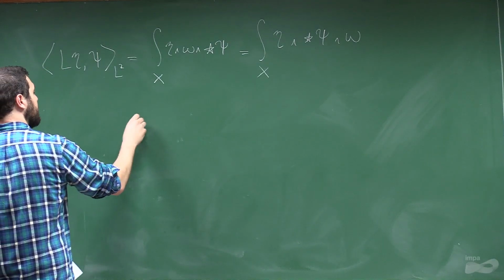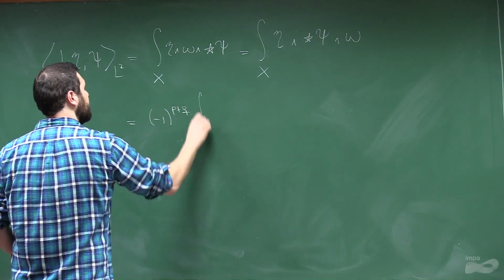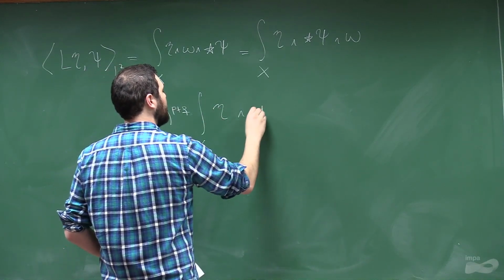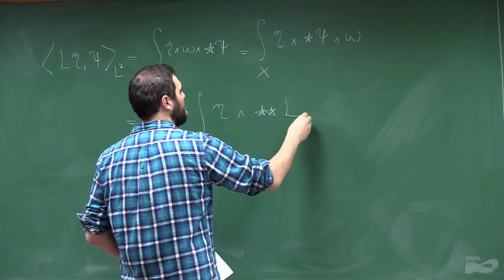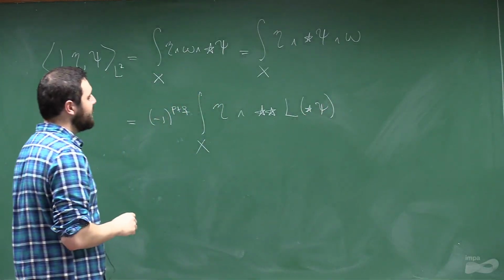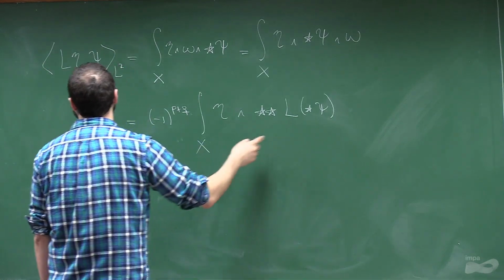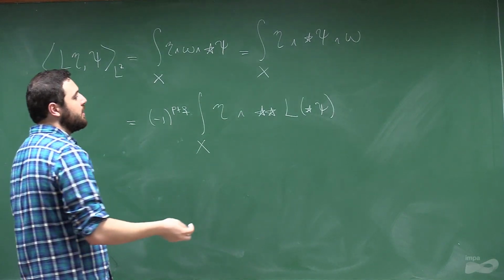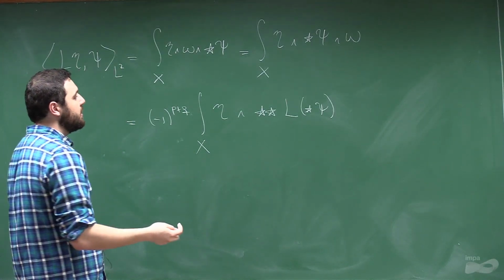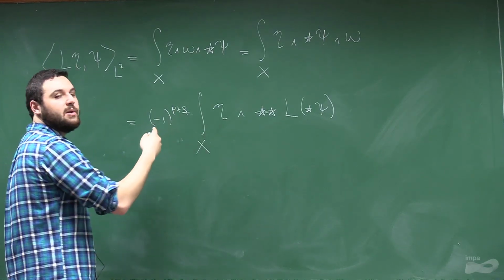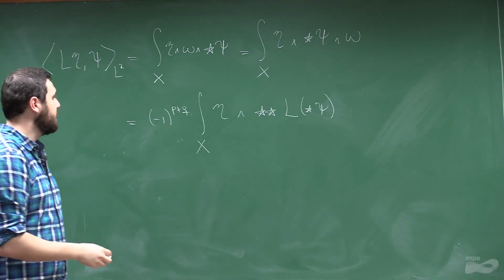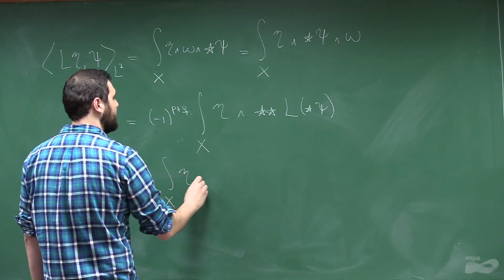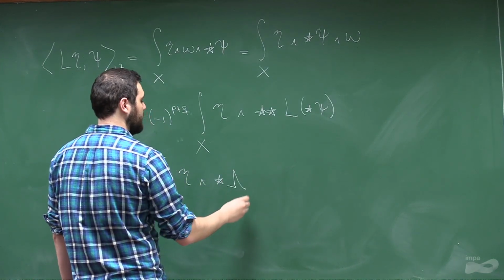And now this is equal to minus 1 to the p plus q of the integral over x of eta wedge the double star of L of the star of C, right? Because we know that C is a p plus 1, q plus 1 form. The star will be n minus p minus 1, n minus q minus 1. When you apply L, it will be an n minus p, n minus q. And so the double star will be minus 1 to the n minus p plus n minus q, and this is the same as this. Okay. And we're done, right? And this is equal to the integral over x of eta wedge the star lambda phi, right?